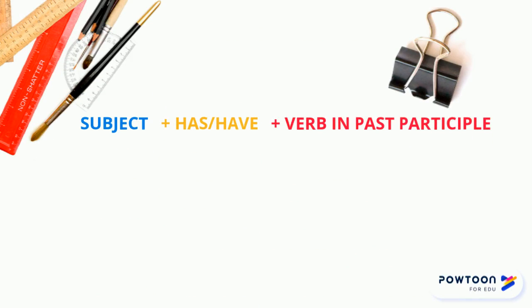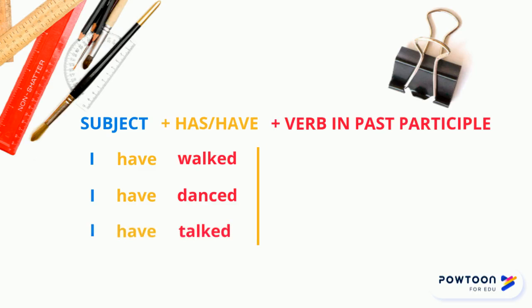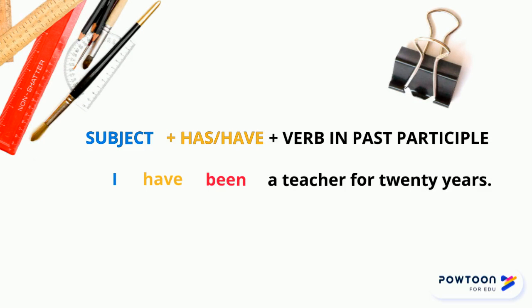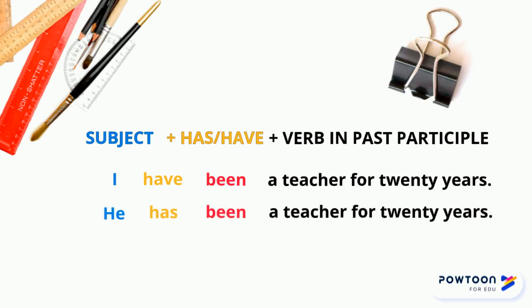So back to what a sentence would look like in the present perfect. Subject, has or have, and a verb in the past participle. I have walked. I have danced. I have talked. He has walked. She has danced. He has talked. I have been a teacher for 20 years. He has been a teacher for 20 years.